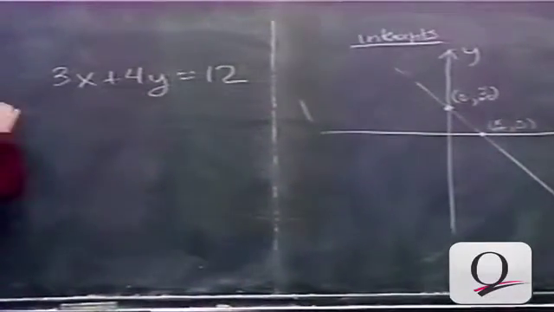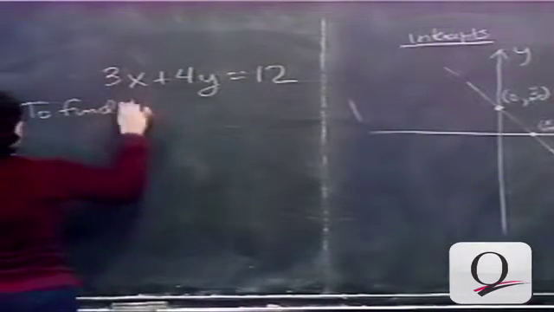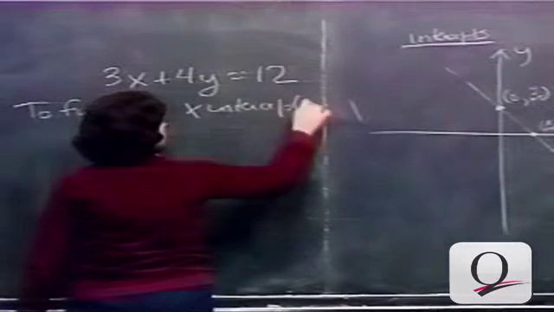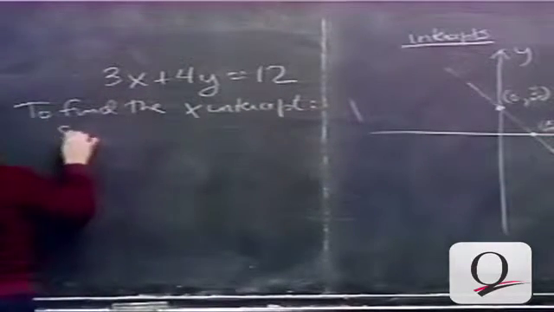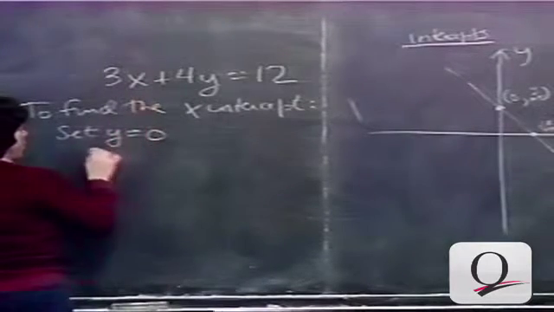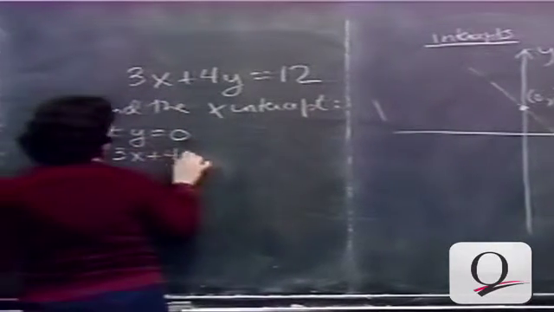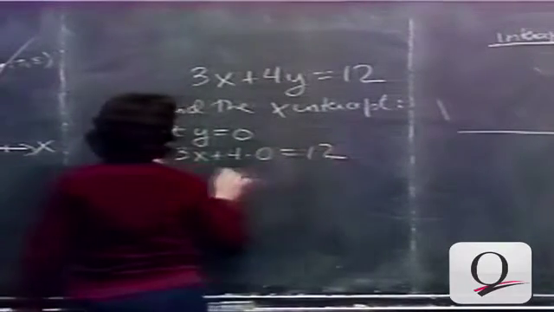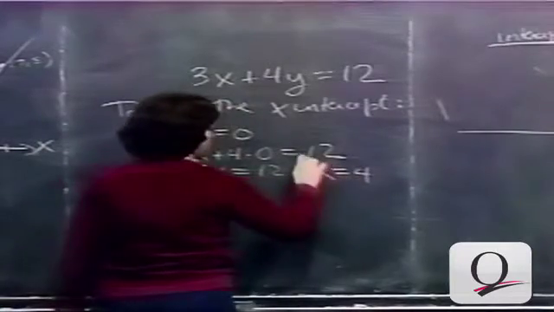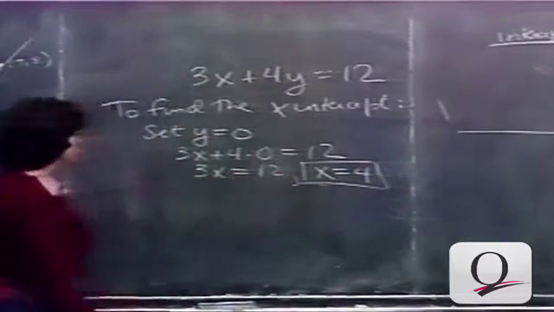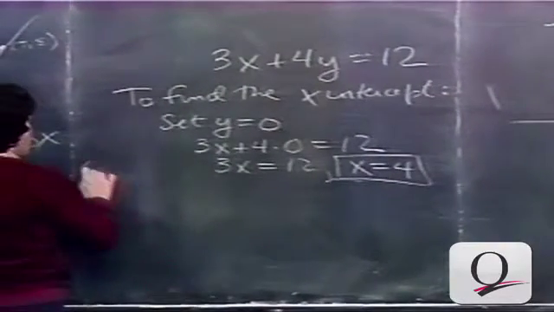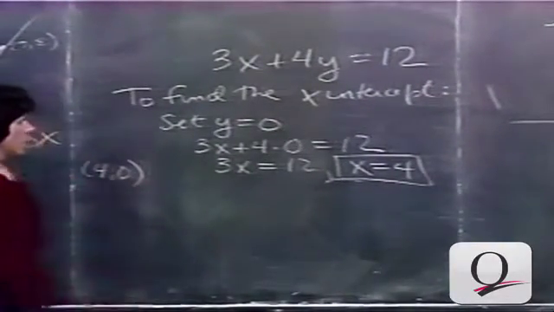So to find the x-intercept, we set y equal to 0. We get 3x plus 4 times 0 equals 12. 3x equals 12. x equals 4. This is the x-intercept. In other words, the line goes through the point (4, 0).